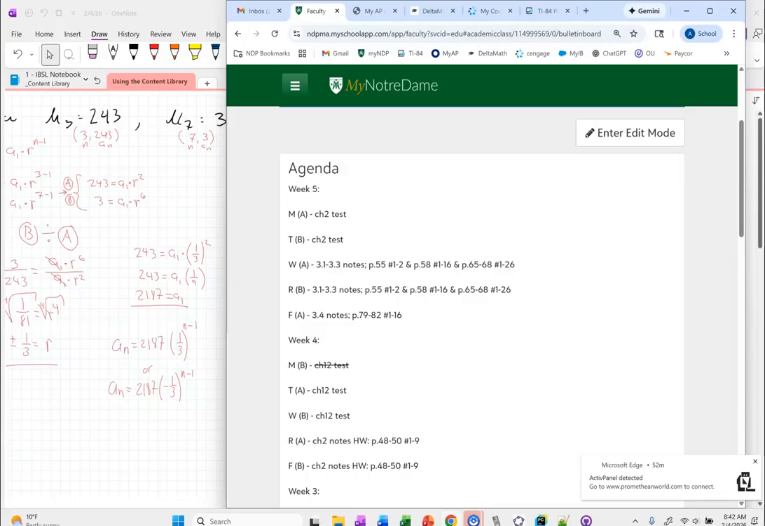That's a lot. Let me look at the textbook, see if there's a better way of assigning this, because it's a lot of the same thing over and over and over again.